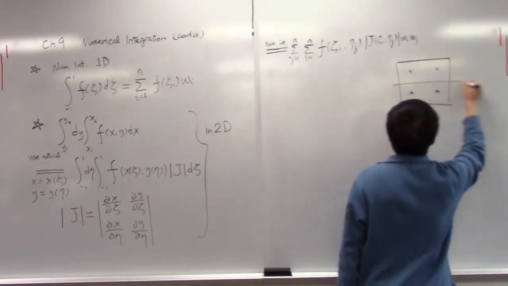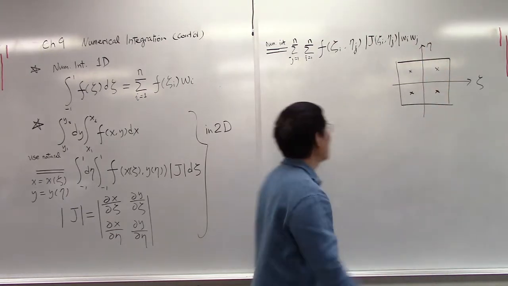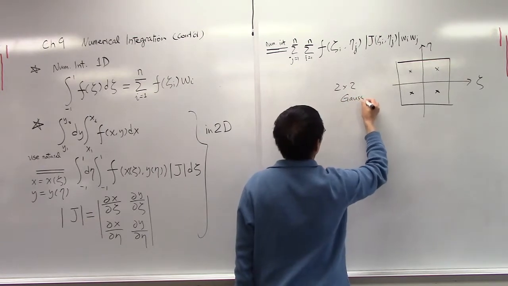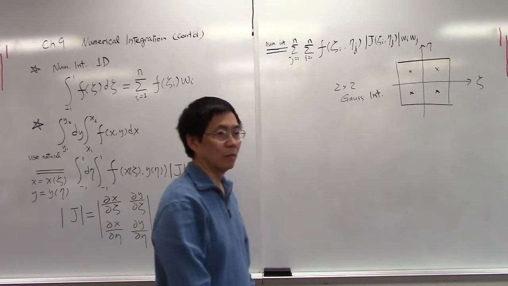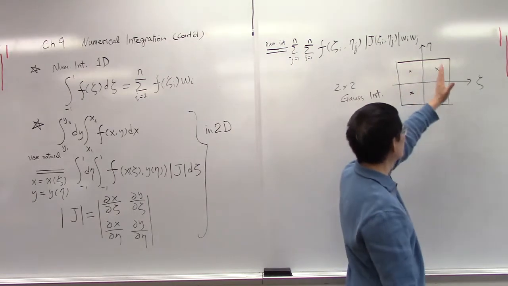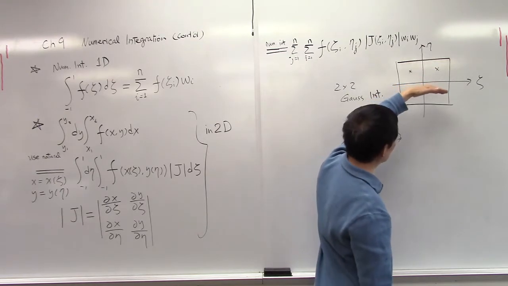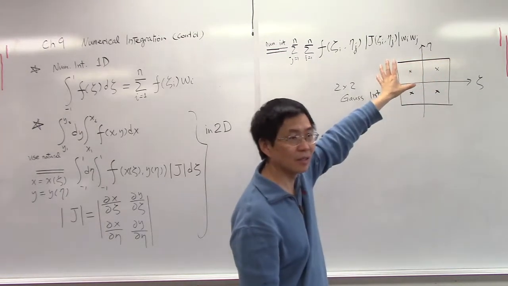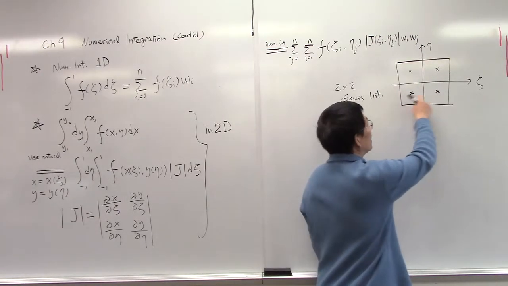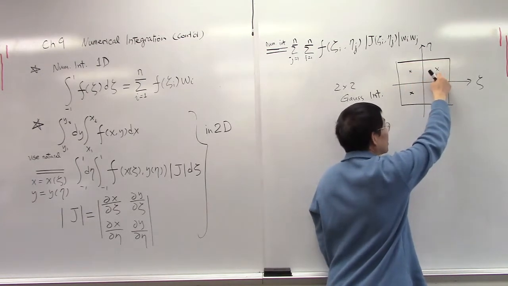Here we have theta. Here we have eta. Let's talk about a 2 by 2 Gaussian integration. Then theta will take on 2 locations. Here is theta 1 and theta 2. Eta will also take on 2 locations, this one and this one. So the combined locations will be 4. This is theta 1, eta 1; theta 2, eta 1; theta 1, eta 2; theta 2, eta 2.